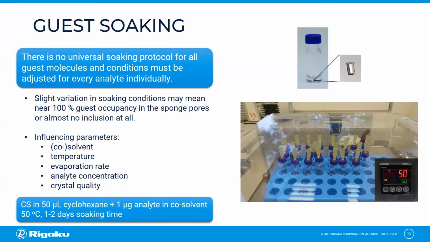A good starting point for soaking is to add 1 microgram of analyte solution to 1 crystal sponge, submerged in 50 microliters of cyclohexane. The soaking and evaporation can be performed at 50 degrees Celsius for 1 to 2 days.